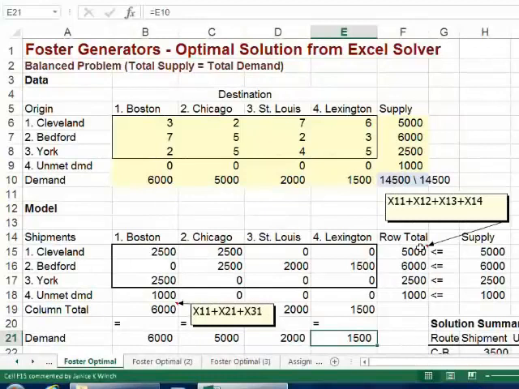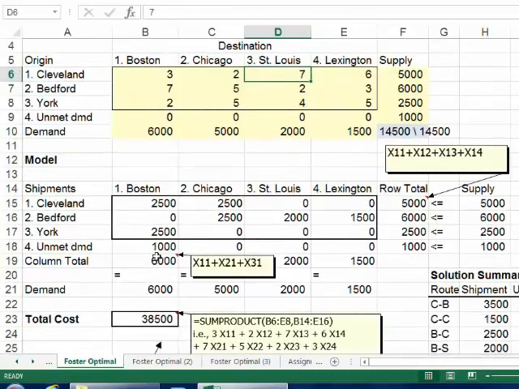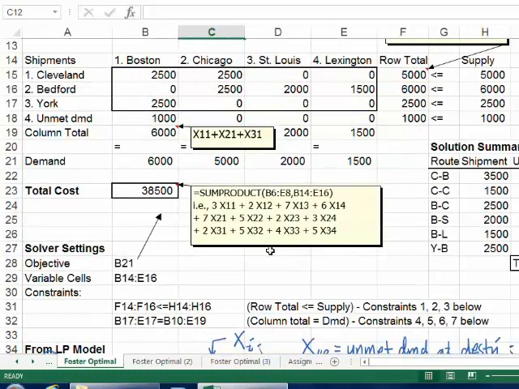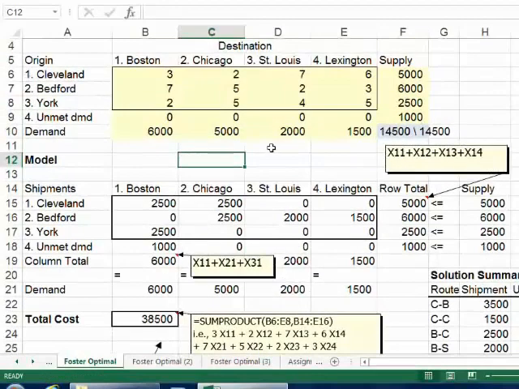So who is losing out here? Which distribution center is not receiving all it needs? Boston, yeah, right. So Boston has unmet demand of 1,000, so it's not receiving all it needs. It needs 6,000, but there's a shortfall of 1,000, so it's receiving only 5,000. But given that, at least we could say our total cost is the minimum possible. So this does minimize the total cost, given that we are still going to have some shortage.